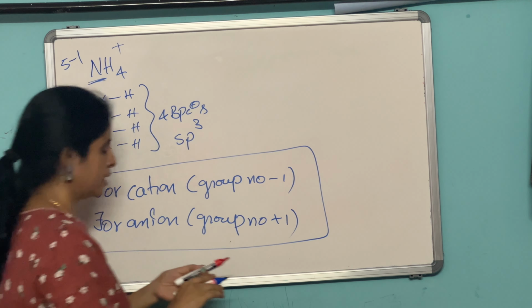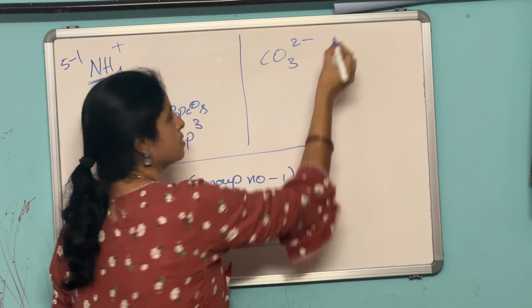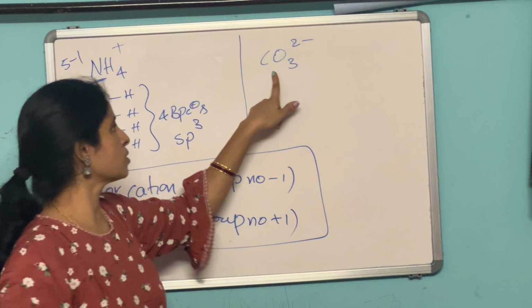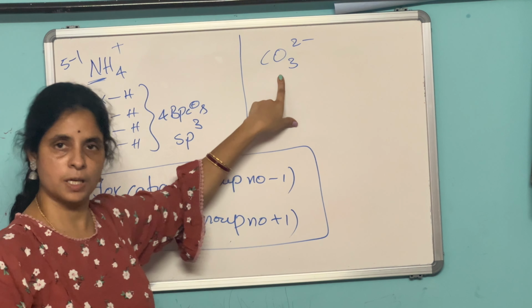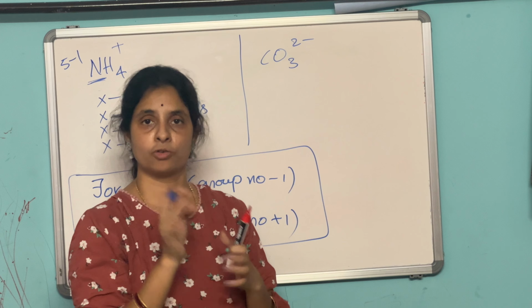Now find out for CO3 2-. Just pause the video and try to solve this one. CO3 2-. Now carbon belongs to which group? 4th group.